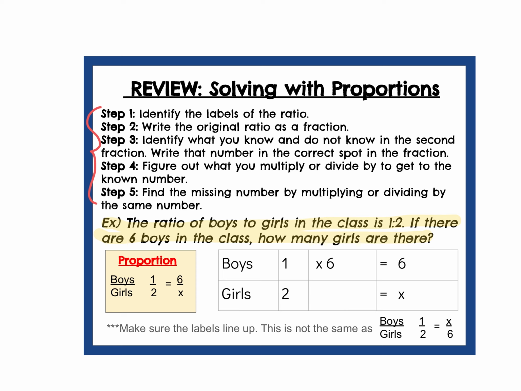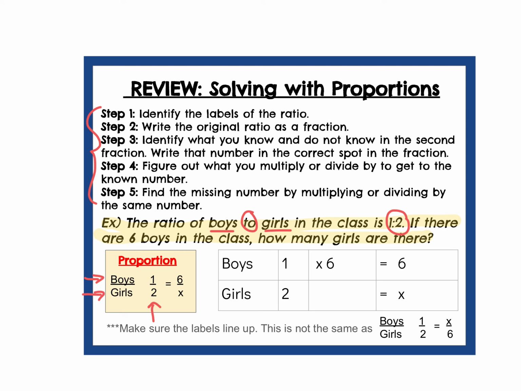So first we need to figure out our labels. So we are comparing boys to girls. So over here in the proportion, I did boys to girls, boys over girls. Now it tells us that ratio is 1 to 2. So 1 boy for every 2 girls. So in the proportion down below, the first ratio I've written here is 1 on top because that number goes with boys, and 2 on bottom because that number goes with girls.